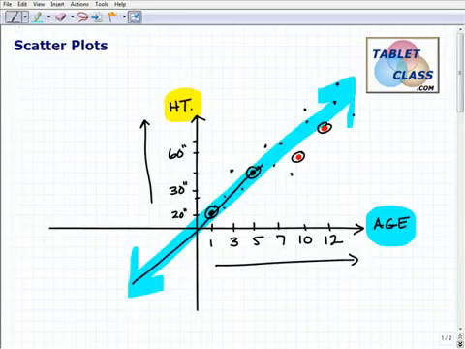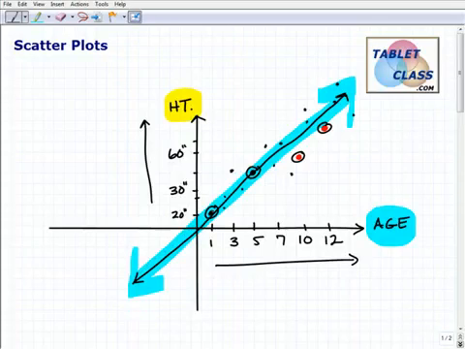Now you might have drawn your line a little bit differently, but it doesn't make a difference. I think you kind of get the point of what I'm trying to do. Now, what you're asked to do, especially in algebra classes, is to find the best fitting line.